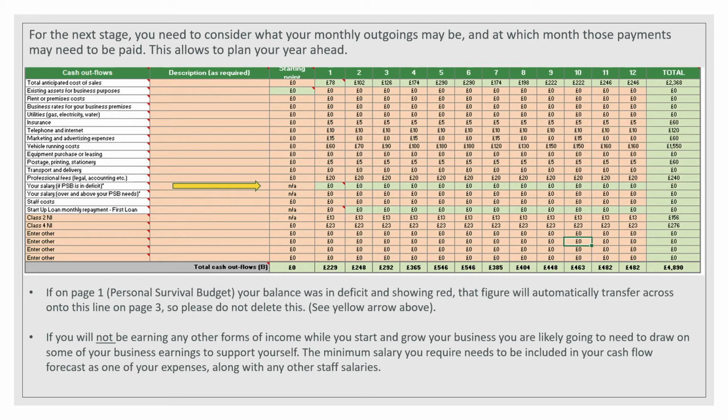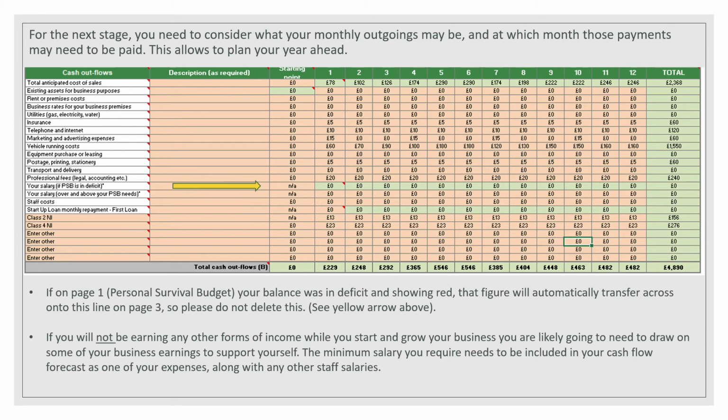Total anticipated cost of sales. Well, as you can see on this chart in the grey boxes, this has been automatically calculated from the figures entered in the sales assumptions on page 2. So in month 1, you'll see £78, month 2, £102, and so on.